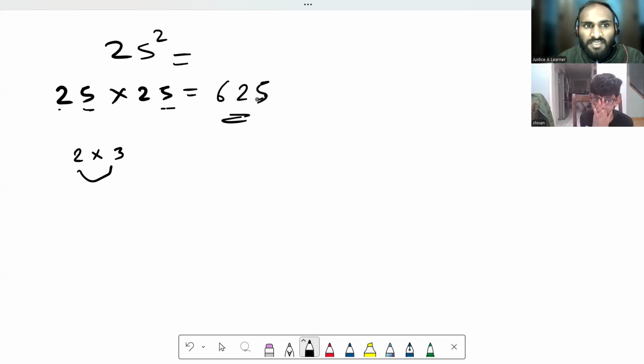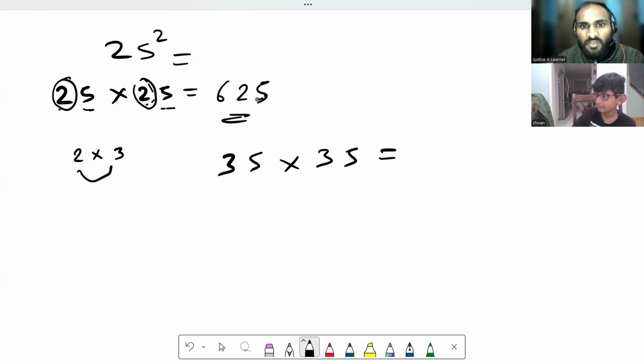So the first digit has to be multiplied with the number coming just after it. So 2 threes are 6, and then 25 will keep. The same you can apply in 35 into 35. What is the square of it?